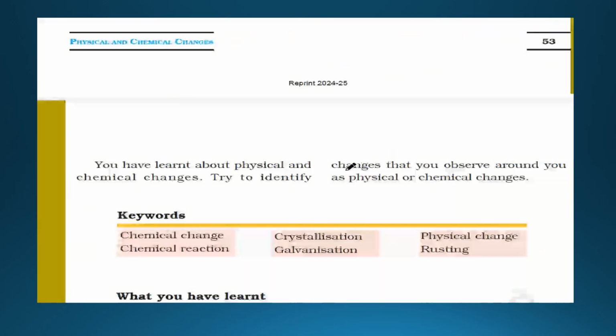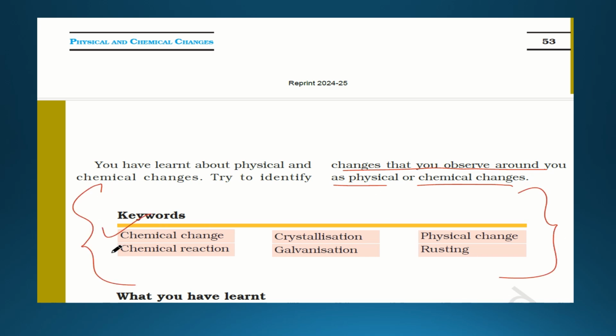So these changes that you observe around you include physical as well as many chemical changes. So what have you learned in this lesson? We have learned about chemical change, chemical reaction, crystallization, galvanization, physical change and rusting through 9 experiments.